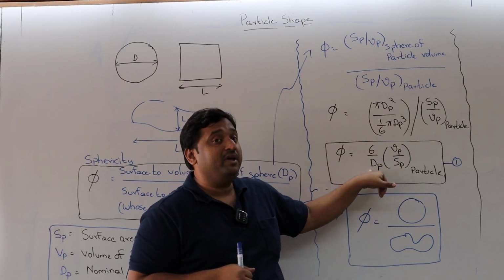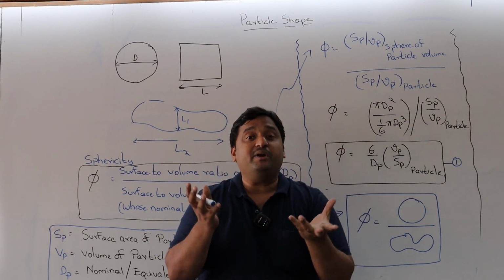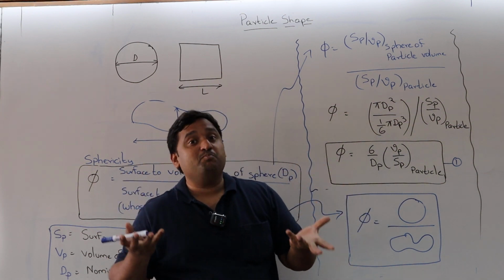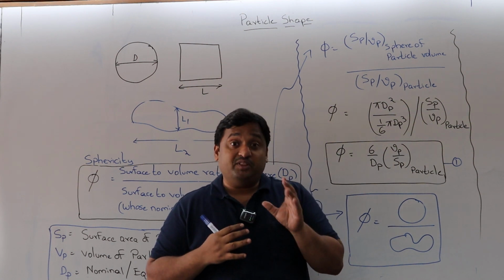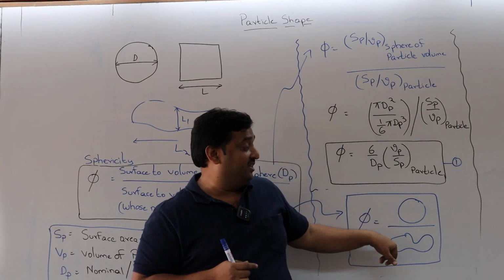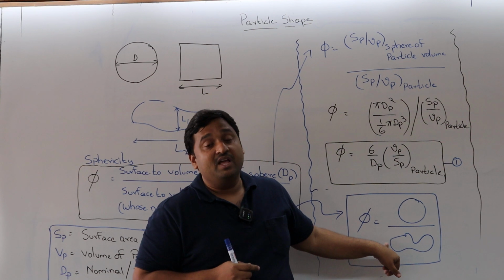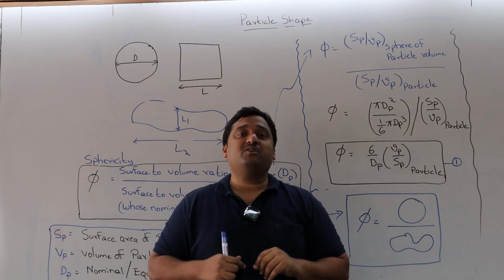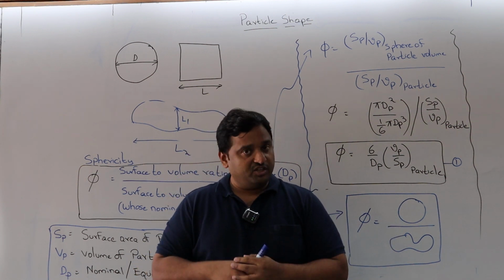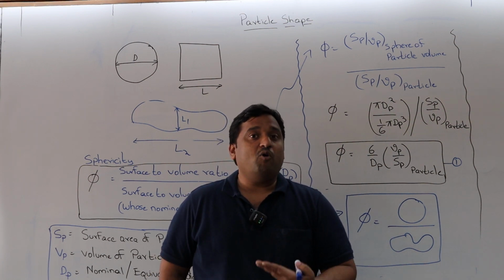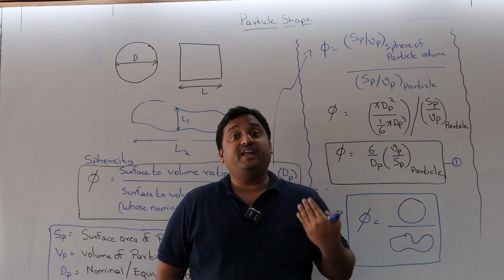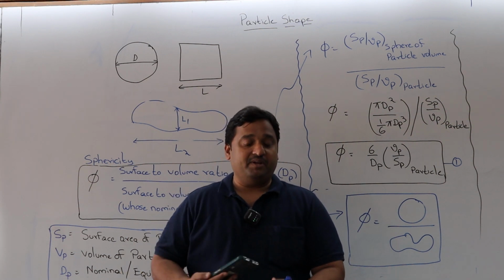Then what is dp? It's the diameter of a random imaginary sphere. And we need to find out which sphere we have to compare with the random particle. That is the equivalent diameter concept. Let us go ahead and see through one example how to find the sphericity and the equivalent diameter dp.